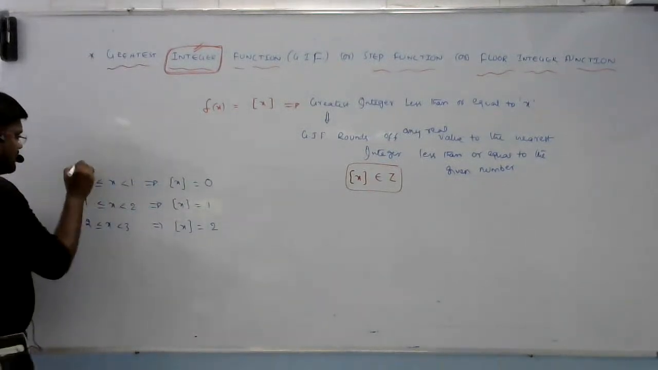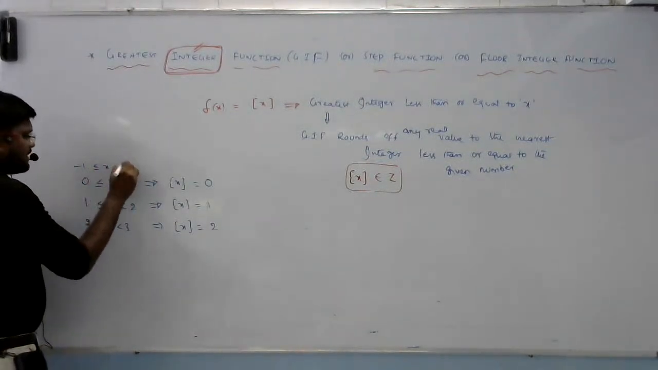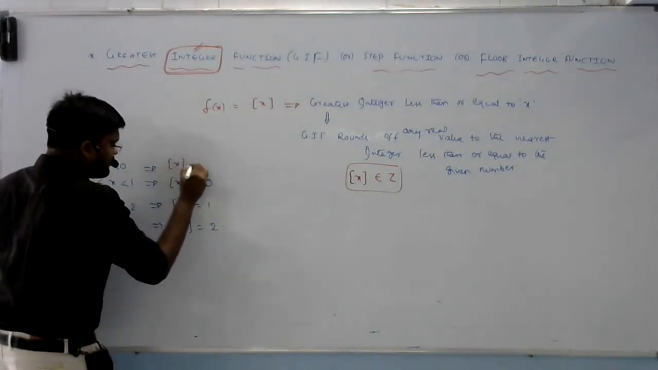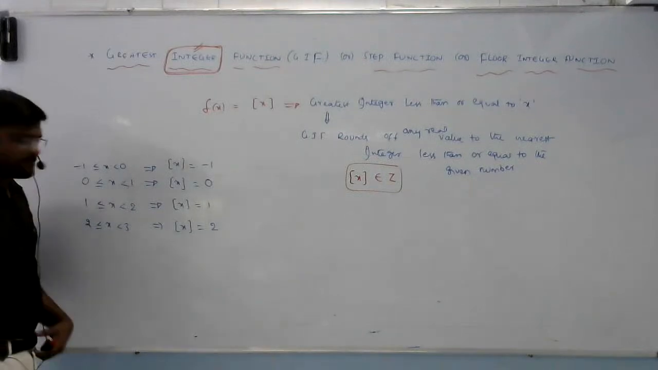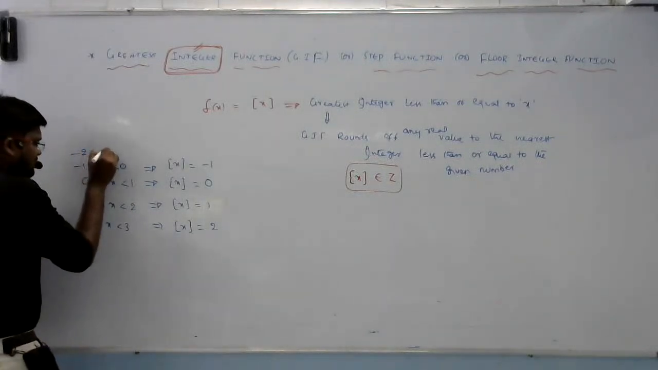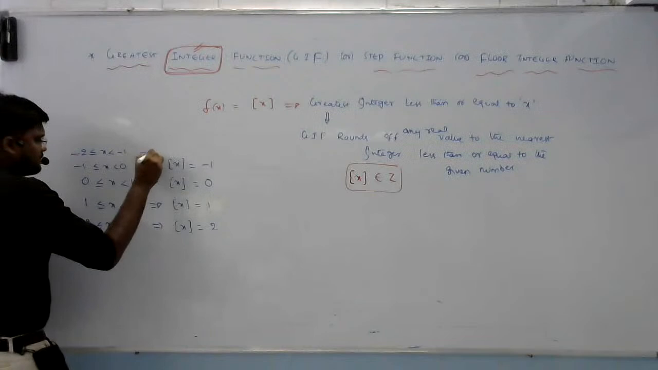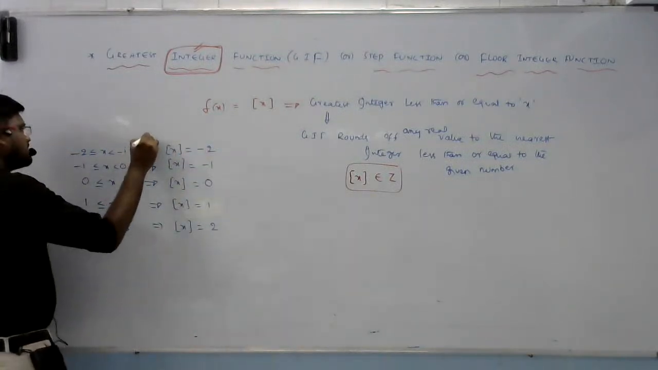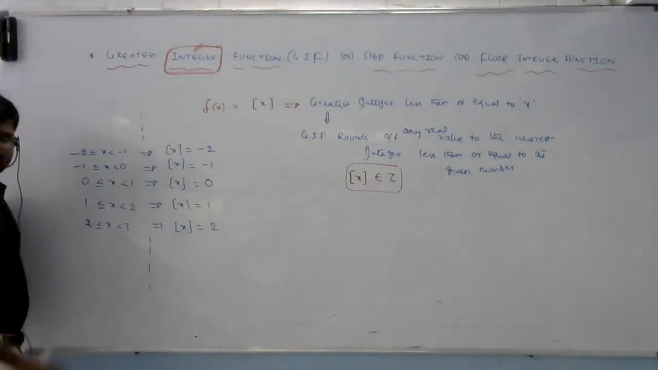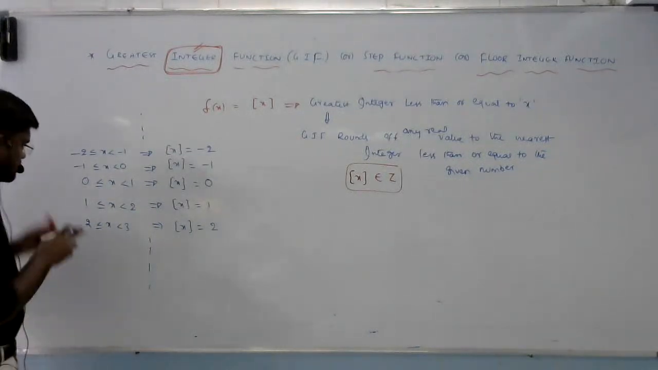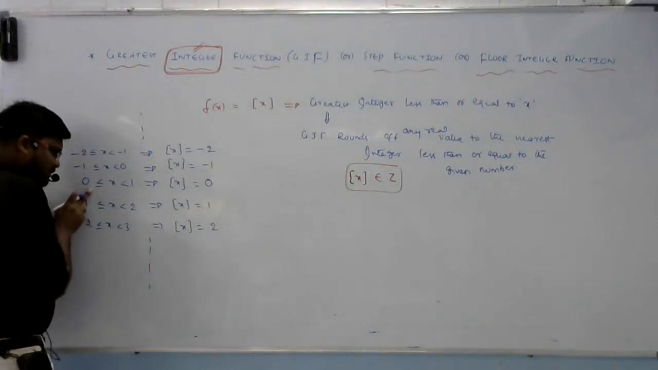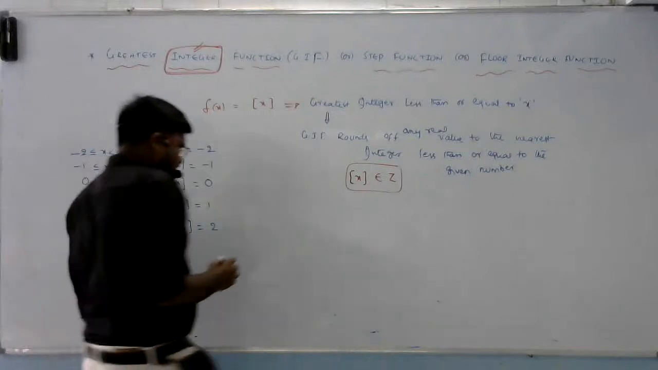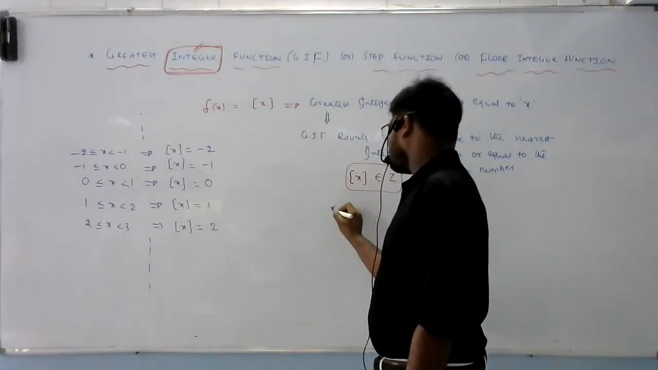And similarly, if x is lying between 2 to 3, what will be step x value? 2. Similarly, if x is lying between -1 to 0, -1 closed, open 0, what is step x value? -1. Correct? Now, if x is lying between -2 closed to -1 open, step x value will be -2. So, like that, it will be continued for all real numbers. One more important point here.